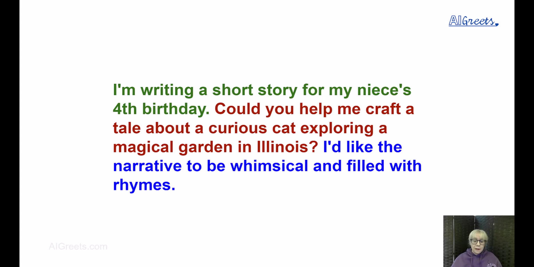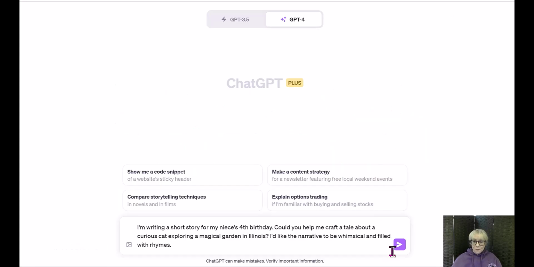And then I want to talk about the style because I want the output to be in a very specific style. So I'm asking for the narrative to be whimsical and filled with rhymes. And let's see how ChatGPT handles this prompt. So back to ChatGPT again.